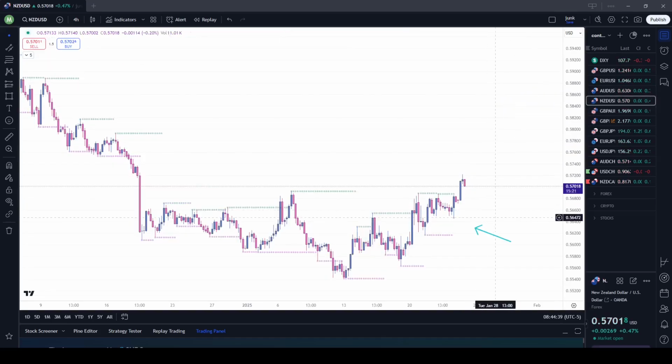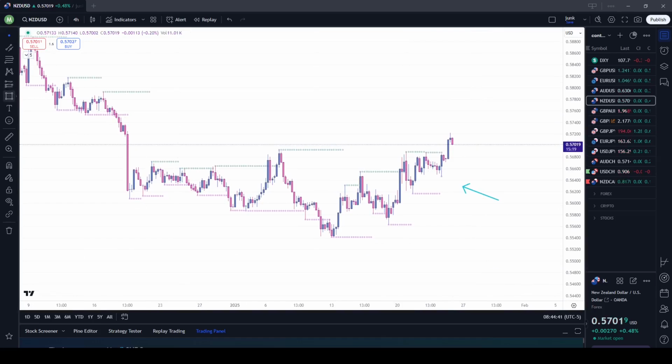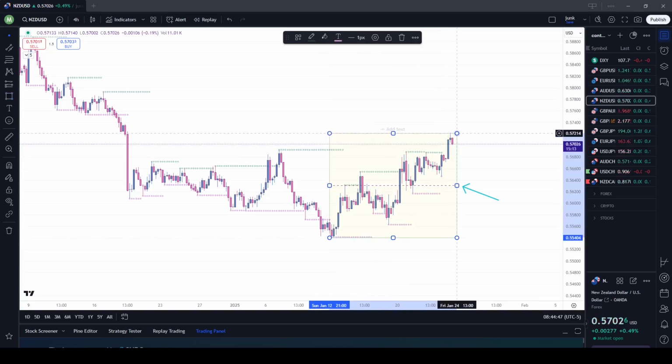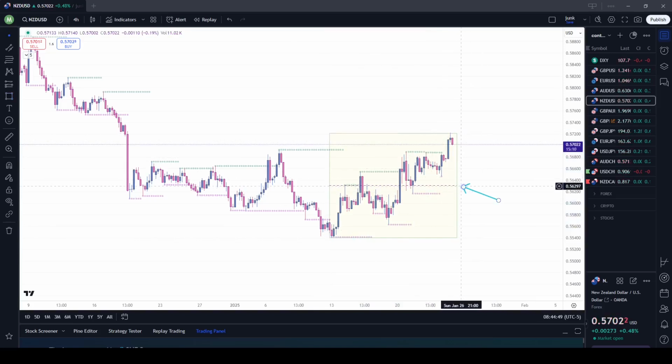And NZD USD, similar chart. Let's map out the range that it's in. This also has broken, like I was saying, like GBP, pound dollar did not come back up to that lower high. So this has broken out just like AUD and just like Euro USD, making higher highs, higher lows, higher highs, higher lows. So looking for more bullish momentum.